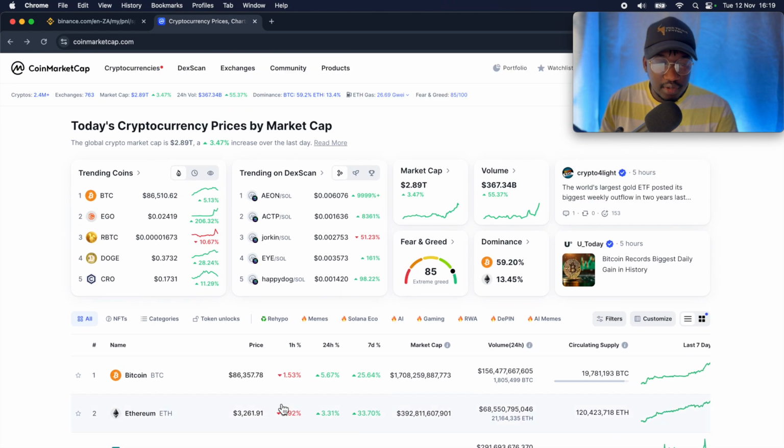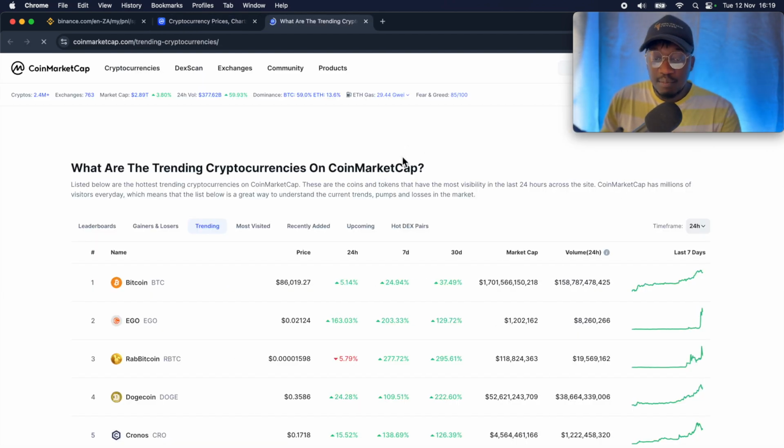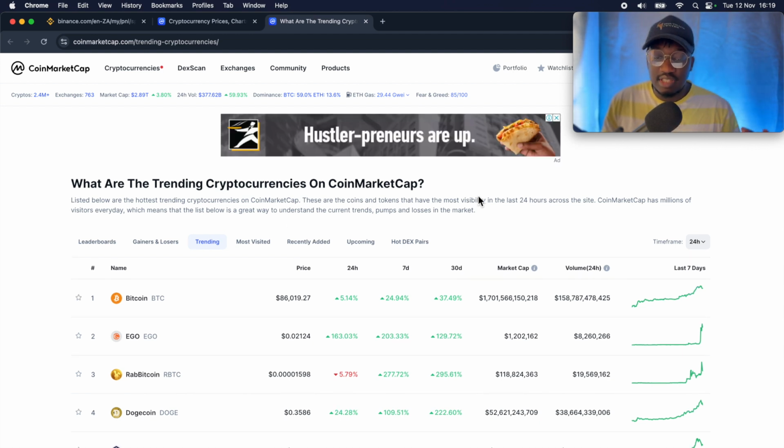So currently Bitcoin is sitting at 86,357 US dollars, and to find coins that I have to be buying when prices are down, I use CoinMarketCap and I go to trending coins. So this is where exactly I'm going to be able to find those nice gems. These are coins that are going to give me at least 10% going upwards if I invest in this, you know what I mean?